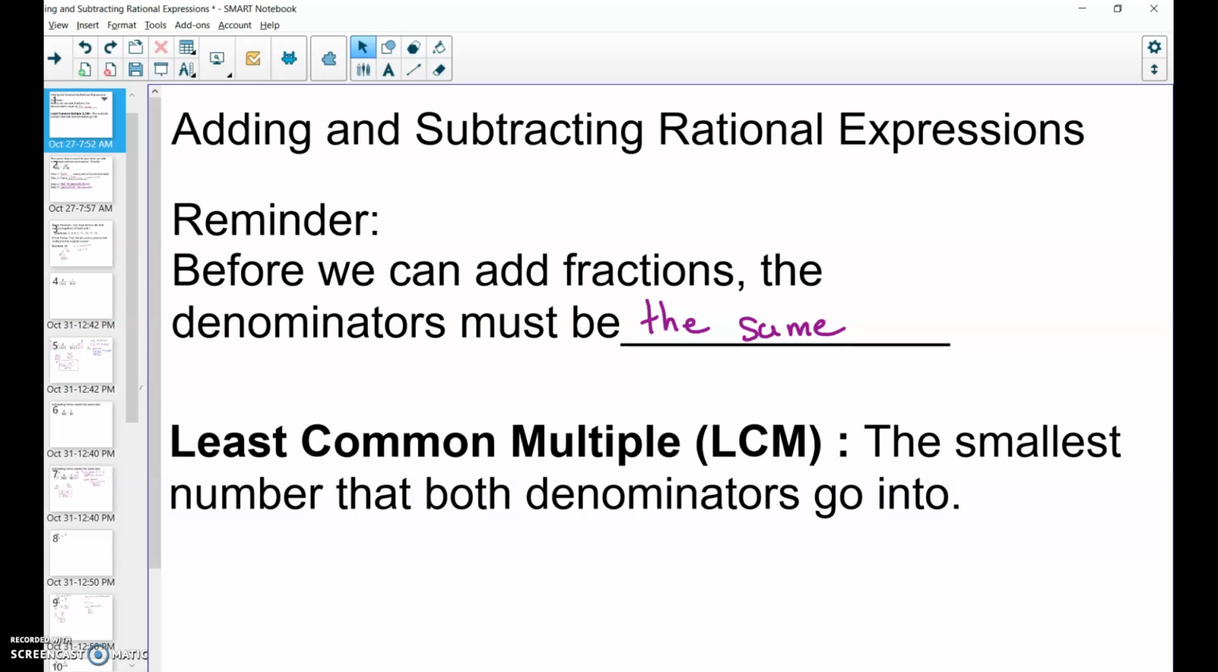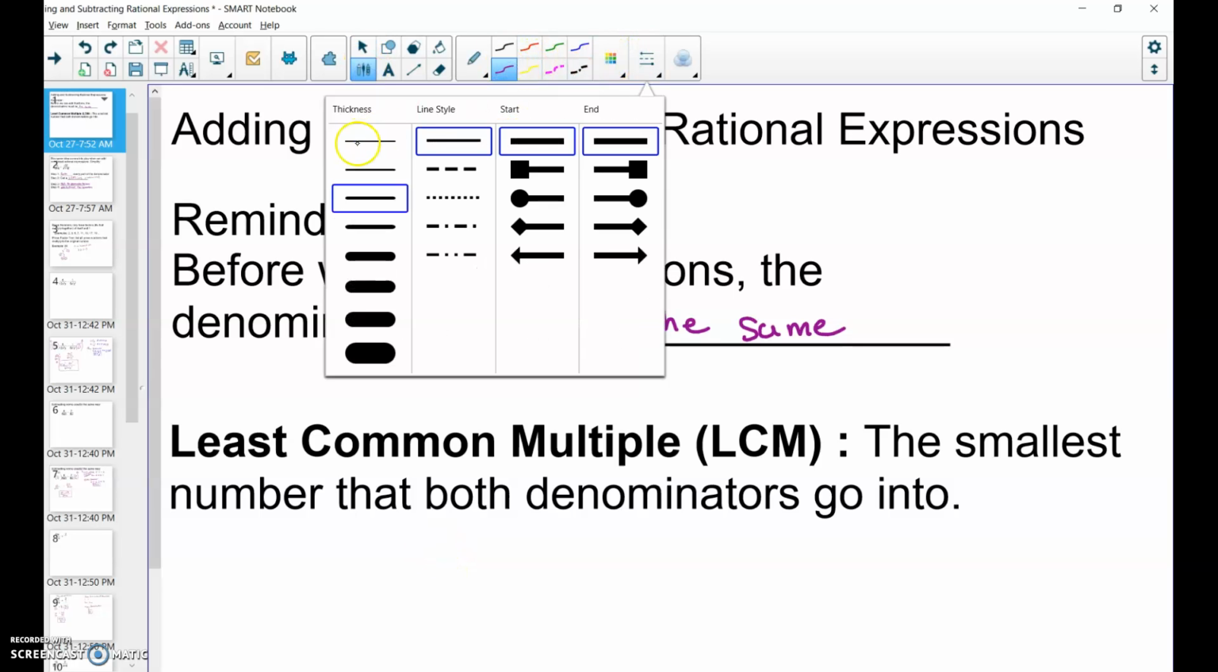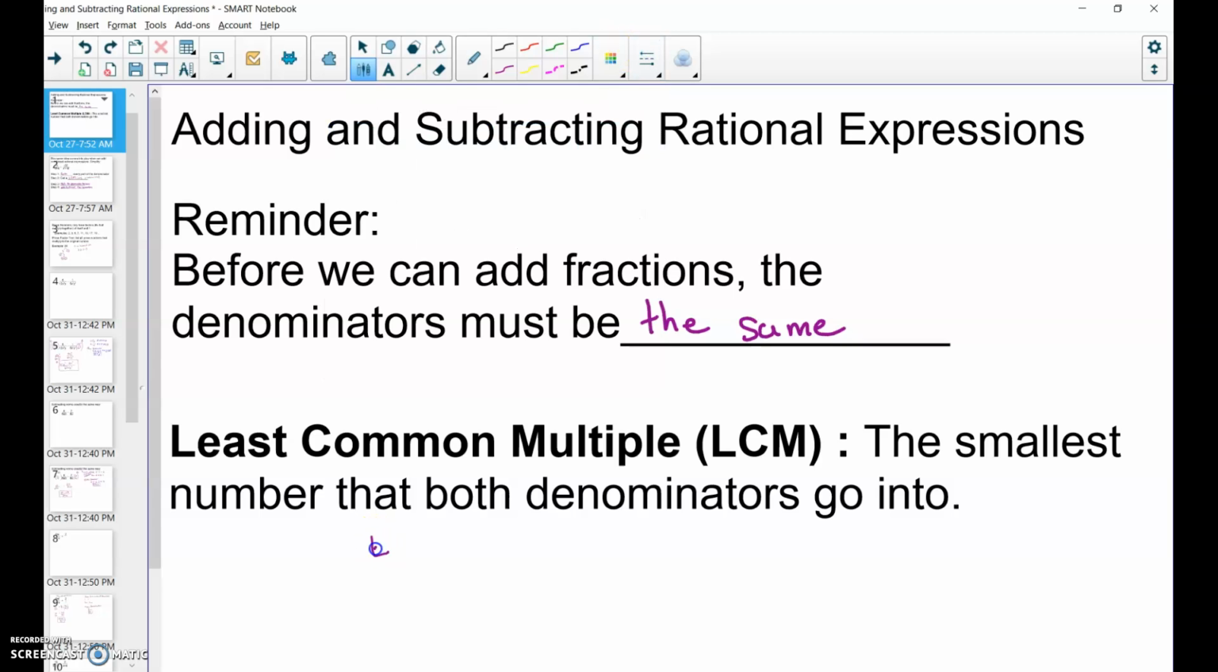Okay, so for example, if we had 2 and 4, just write this down here. So if you had 2 and 4, your least common multiple would be 4. So that's the smallest number that both of the original two numbers can divide into.